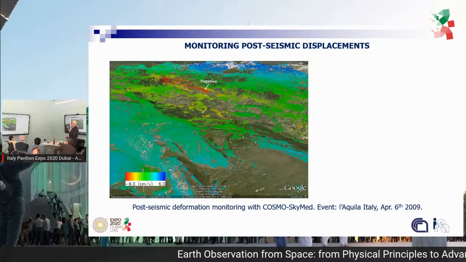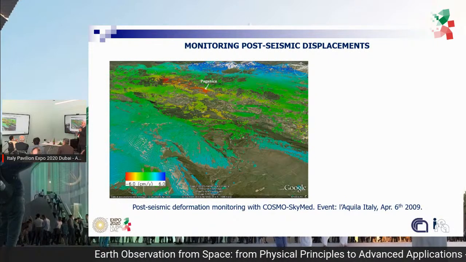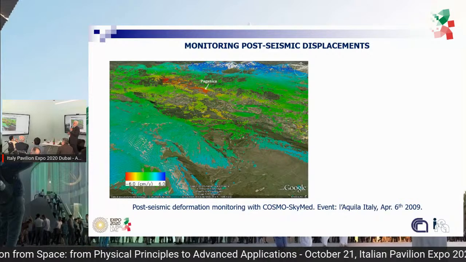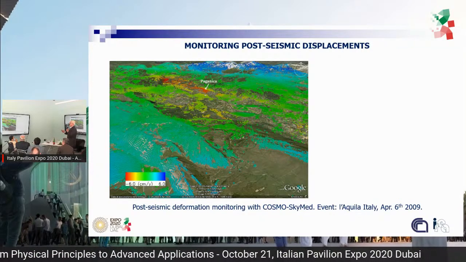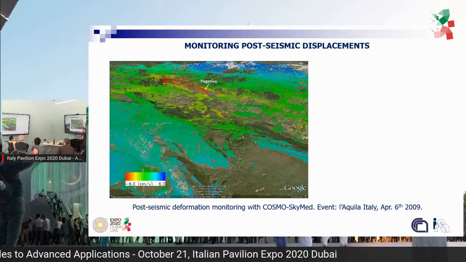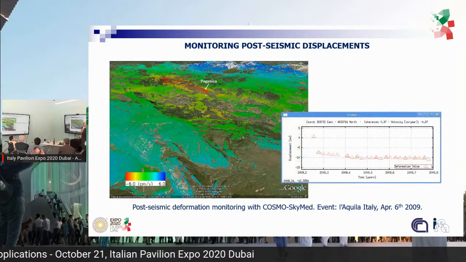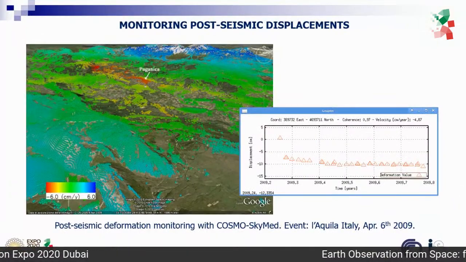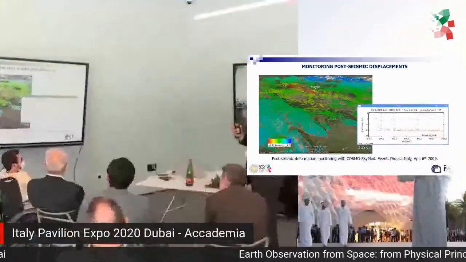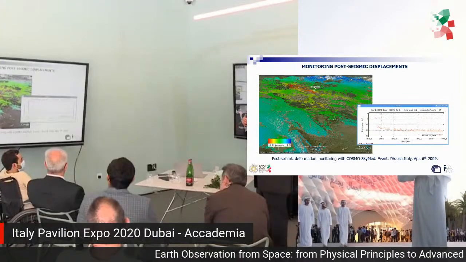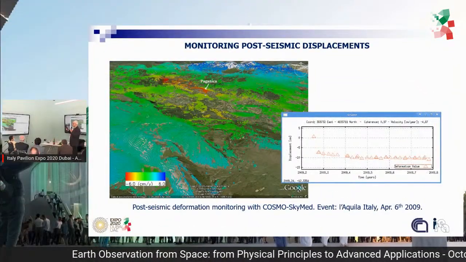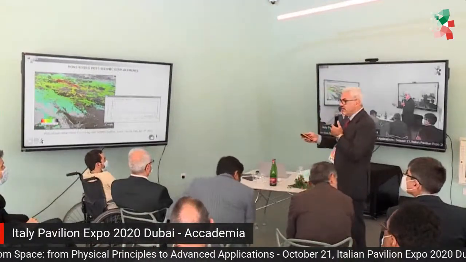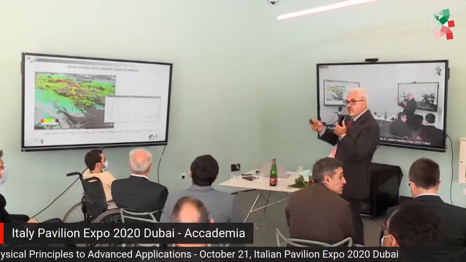Again, I go back to Cosmo, also because there is an Italian Space Agency, otherwise I would have used another sensor. At that time the constellation was made of only 3 sensors. They were able to acquire 1 image almost every 5 days for 6 months. And we collected all the information, and we were able to monitor the deformation over time.